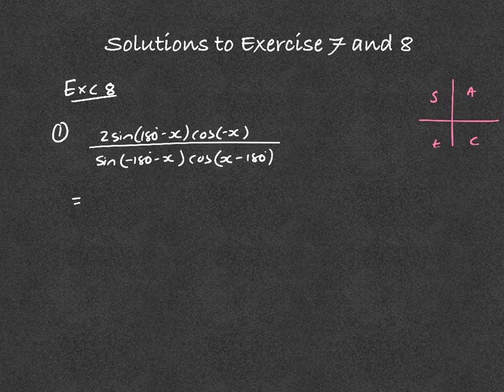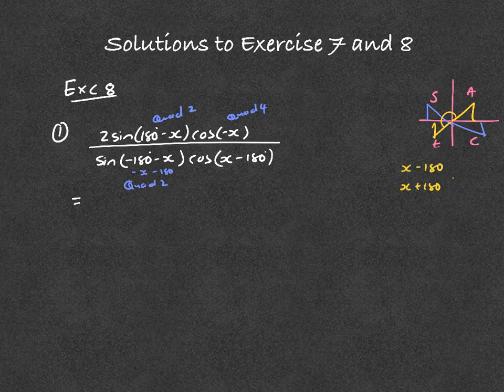Exercise 8, question 1. So we've got 2 sine (180 minus x). 180 minus x is quadrant 2. Minus x is quadrant 4, minus (180 minus x). That's the same as saying minus x minus 180. Minus x is in the fourth quadrant, minus 180 from that, and you're in the second quadrant, so that's quadrant 2. And then cos (x minus 180) is in quadrant 1 minus 180 from that. So you're going to be in quadrant 3. x minus 180 and x plus 180, of course, will both lead you to quadrant 3.